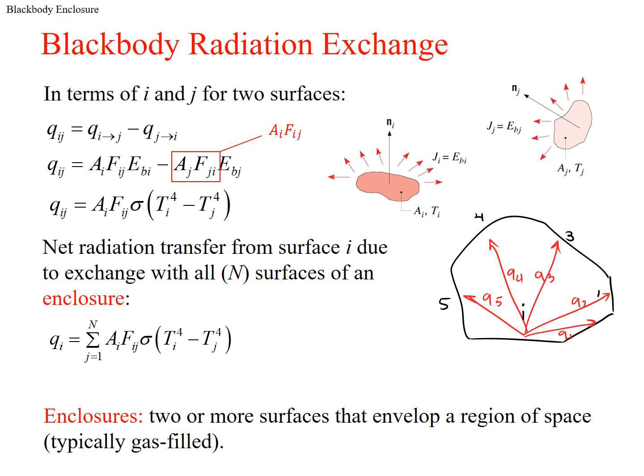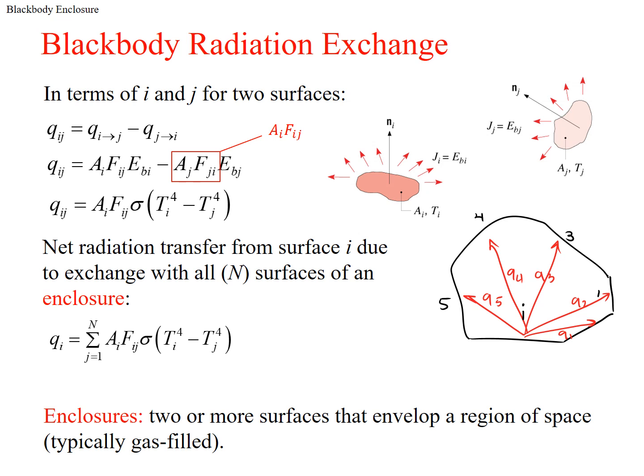In other words, I will be able to say that the total radiation going from surface i to all the different surfaces that I have available, total of which is going to be n, is going to be Ai Fij, where j is whatever surface you're looking at. So Ai Fij, Stefan-Boltzmann constant, and Ti to the power 4 minus Tj to the power 4. If you look, there's a summation here.